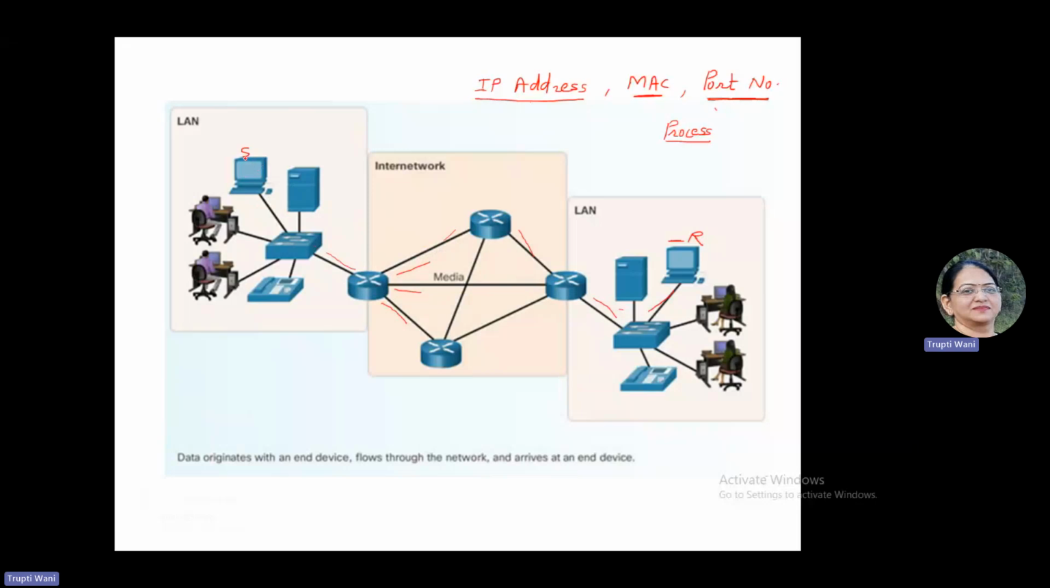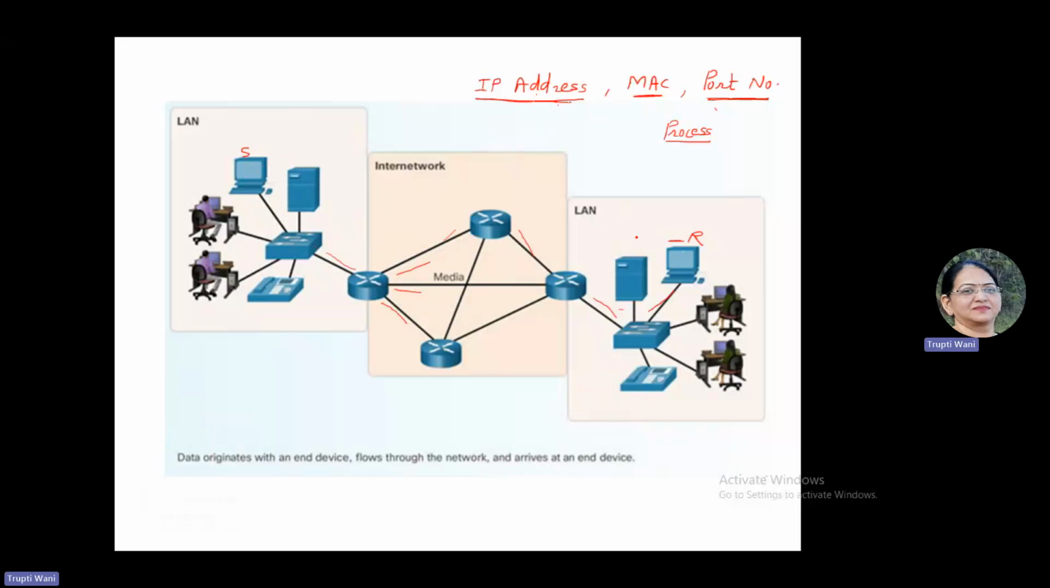Suppose this is a sender and there is a receiver. When they want to communicate, they require the address of whom we want to communicate with. So that address is known as the IP address. The IP address is the unique address where that location is present.